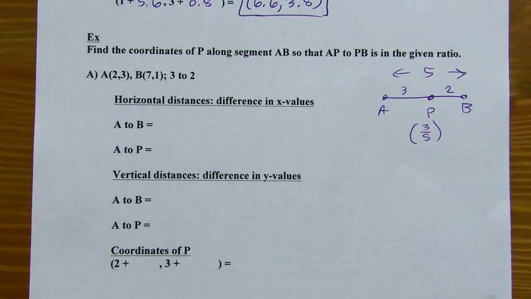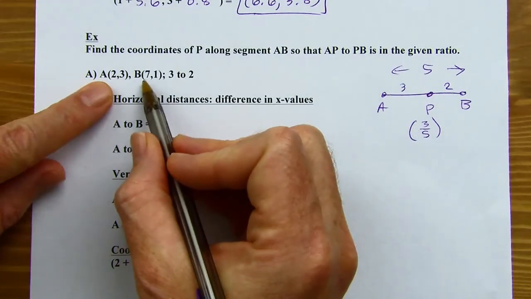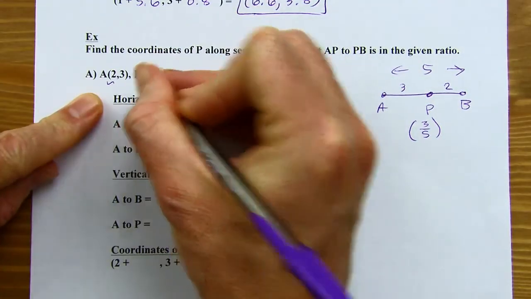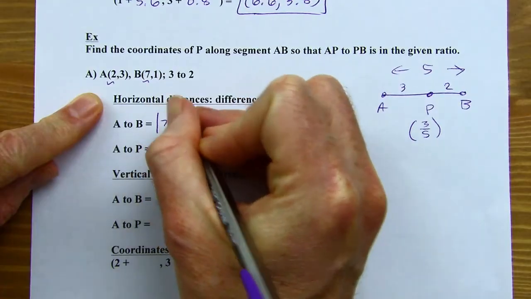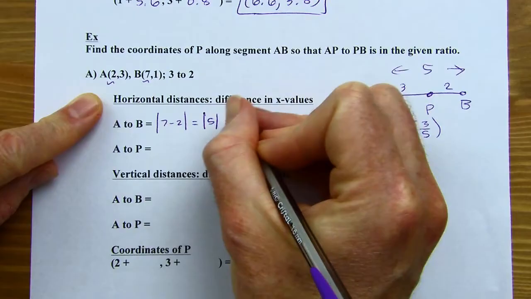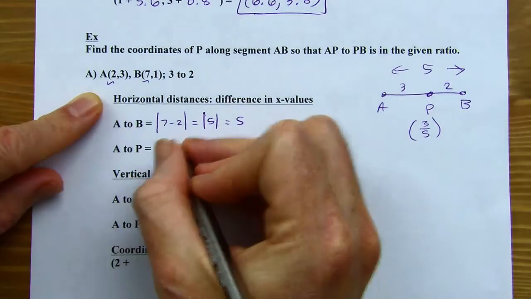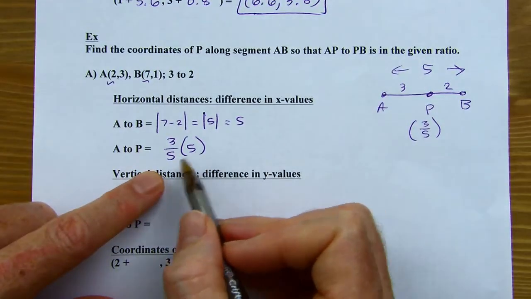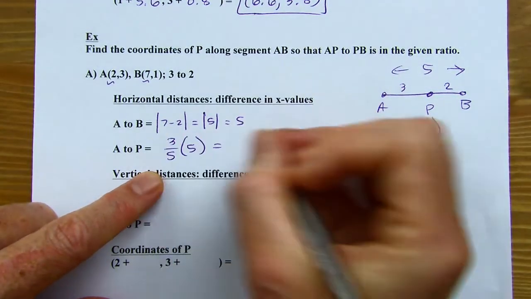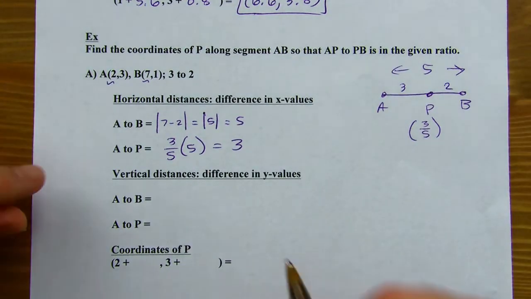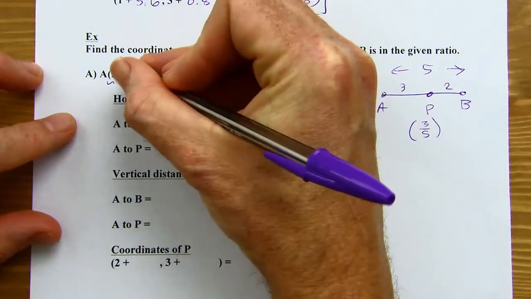All right, so the distance from A to B, my original points, I can see it's going to be 5, right? It's going from 2 to 7. And just to be cool, I'm going to use the ruler postulate. Then I'm going to take 3/5 of that, 3/5 of 5. Those 5s are going to cancel, right? It'd be 15 over 5, but it's going to come out to exactly 3. Then our vertical distances, we're looking at the y's.